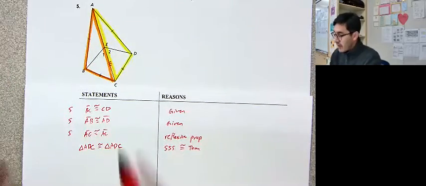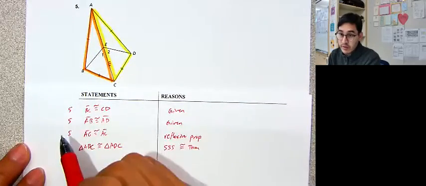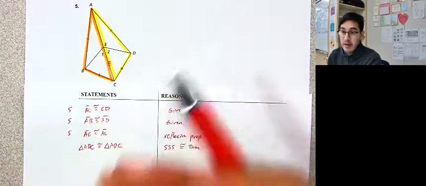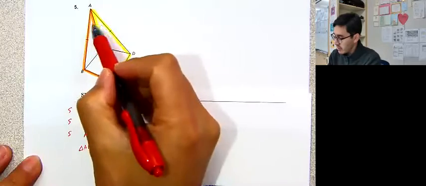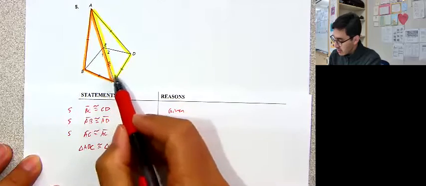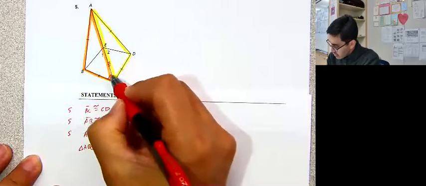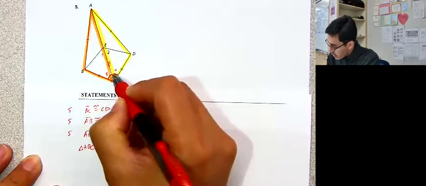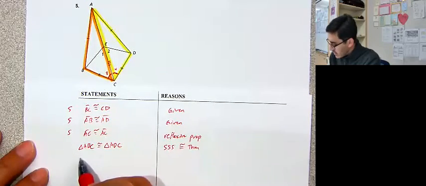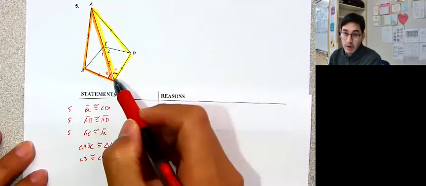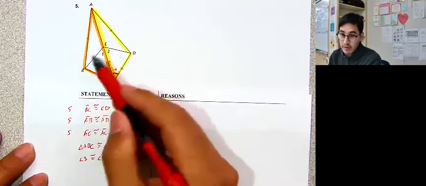Now that I've shown that these orange and yellow triangles are congruent, I can look at their parts and find other pairs of parts that are congruent. These two angles are congruent, these two angles are congruent, but the ones I'm most interested in are these two angles down here. Let's call this angle 3 and this one angle 4. We can now write that angle 3 is congruent to angle 4 by CPCTC. Angles 3 and 4 are corresponding parts from congruent triangles, orange and yellow.